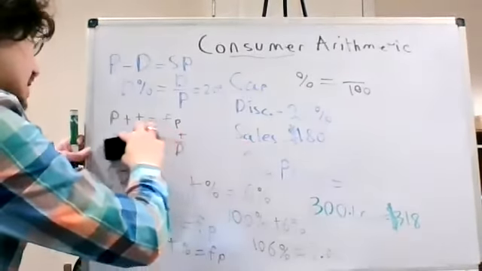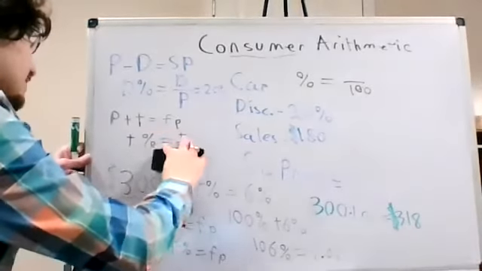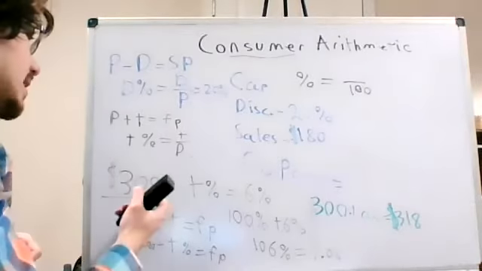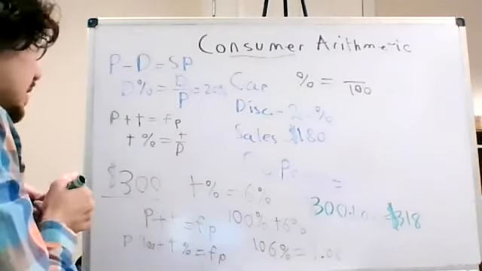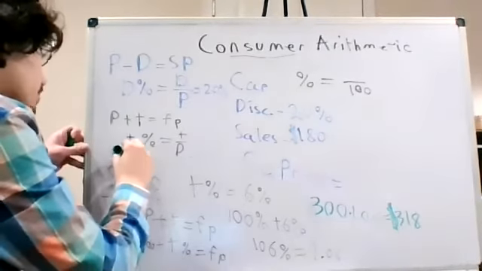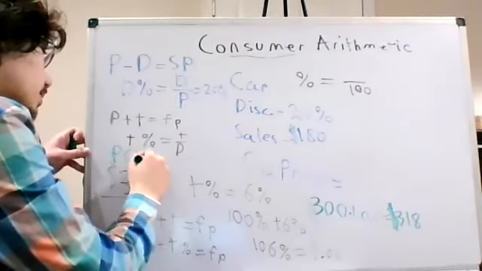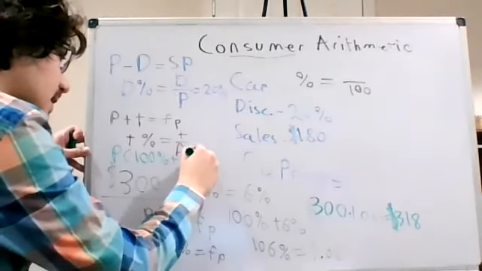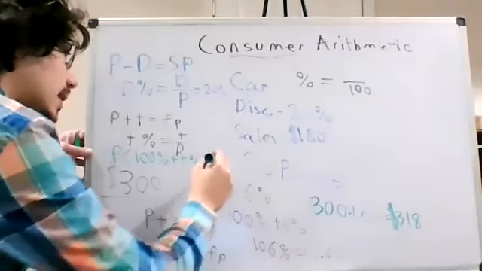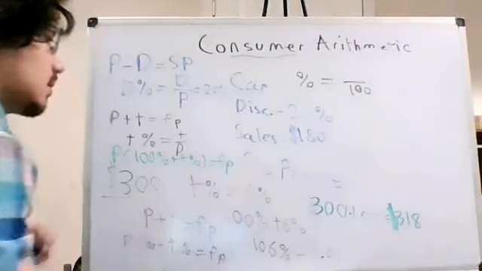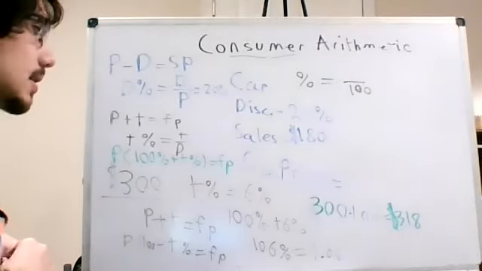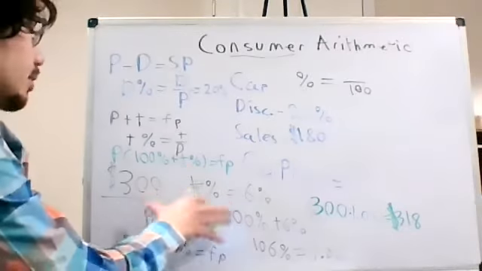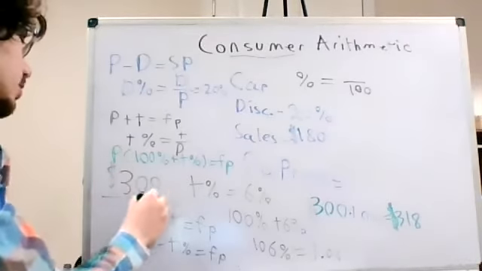And the way that we could put this into an equation is that instead of finding how much the tax percent would be, what we can do is that we take the price and we multiply it by 100% plus the tax percent, and that will equal the final price. Any questions? No, sir.